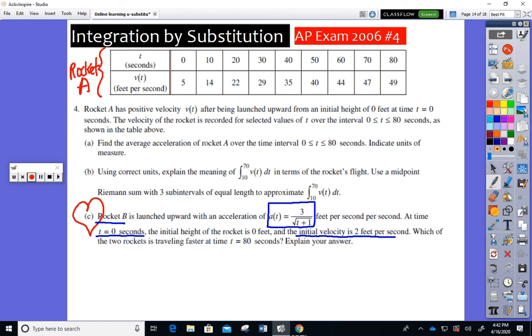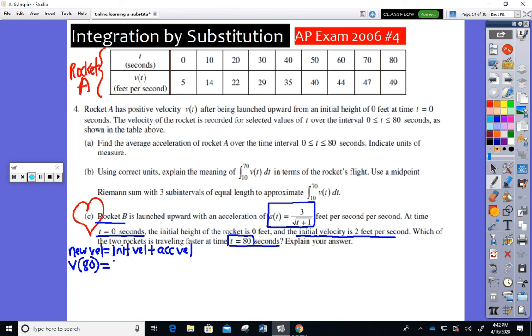Now, I didn't underline the initial height because it says which of the two rockets is traveling faster at t equals 80 seconds. So if I want to know which is traveling faster, the initial height doesn't matter. I only want to compare the velocity of rocket B to the velocity of rocket A. Now, we're going to use the construct that new amount equals initial amount plus accumulated amount. And in this case, I would say the new velocity equals the initial velocity plus the accumulated velocity. Okay? So the new velocity would be its velocity at 80 seconds.